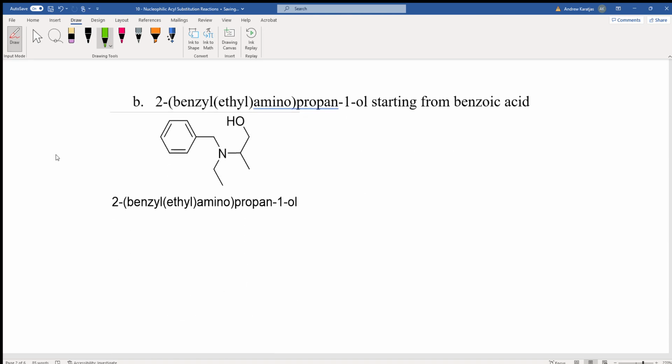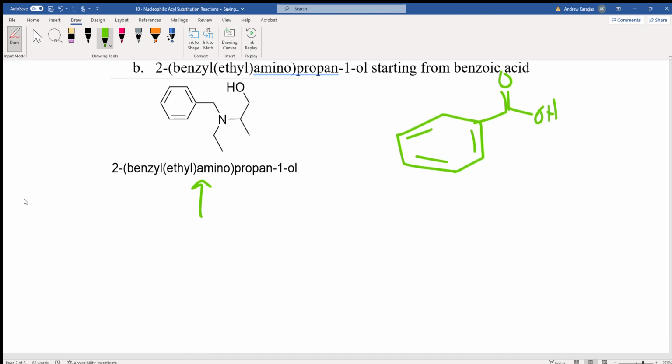Our second synthesis question, so we're starting from benzoic acid. And you can see, again, we need to get an amine in there. So we're probably going to make it from an amide, but we also have that alcohol. And so we can't have that alcohol necessarily present when we're making the amide because the OH group might react instead of the nitrogen.